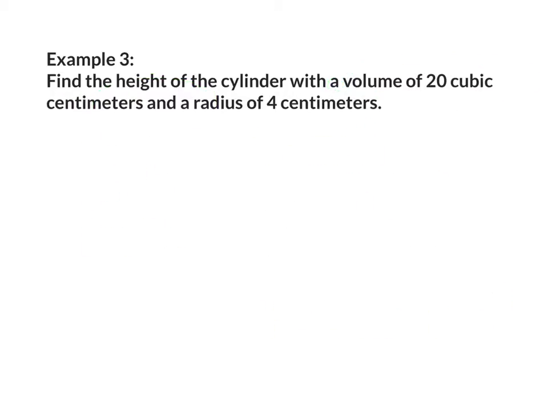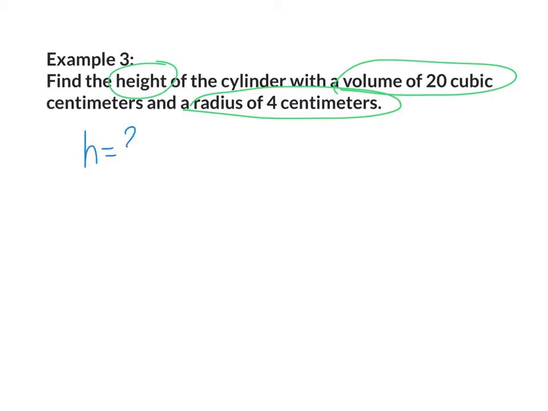Example number 3. Find the height of the cylinder with the volume of 20 cubic centimeters and a radius of 4 centimeters. So this time I'm looking for the height. I know that the volume is 20 cubic centimeters and the radius is 4 centimeters. Since I don't know what the height is, I'm just going to write a question mark. So I know that the radius is 4 centimeters and the volume is 20 centimeters cubed.